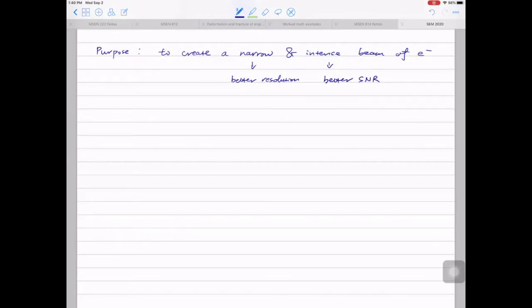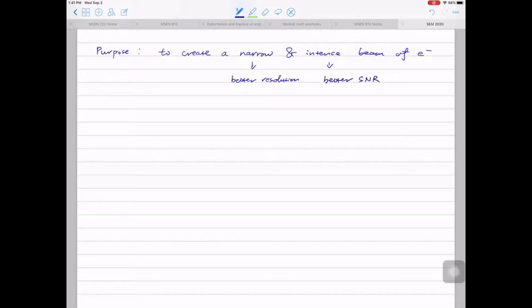Anything you do, in any branch of science, if you have a lot of data, you'll have some information, you'll have some noise. So what is the useful information? What is the noise? You need to know that. In SEM specifically, by creating a bright, intense beam, you're able to increase signal to noise ratio.